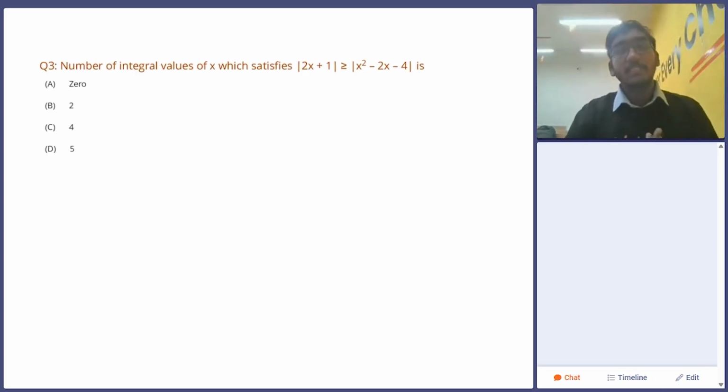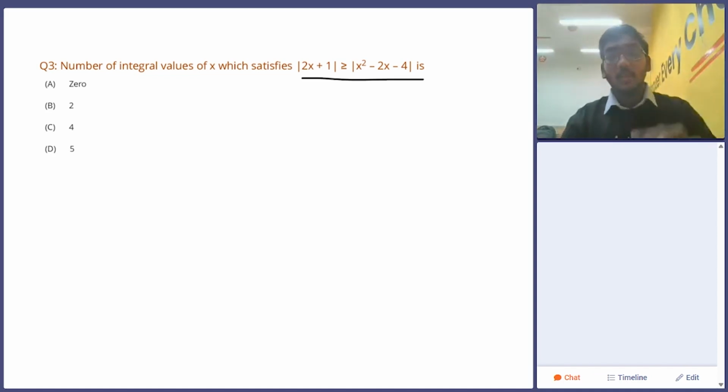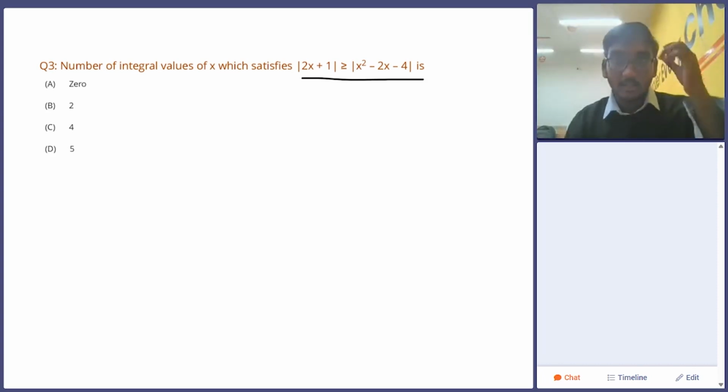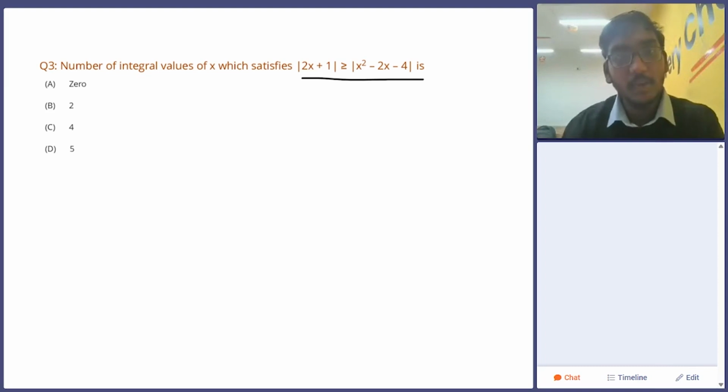And the third question is basically from inequalities. They are asking the number of integral values of x for which this particular inequality is satisfied. For this, two ways are there. You can either square on both sides, you will get a biquadratic in x, and use the Wavy curve method to determine the solution, but it will be very difficult. Why? Because finding the roots of a biquadratic is not so easy.